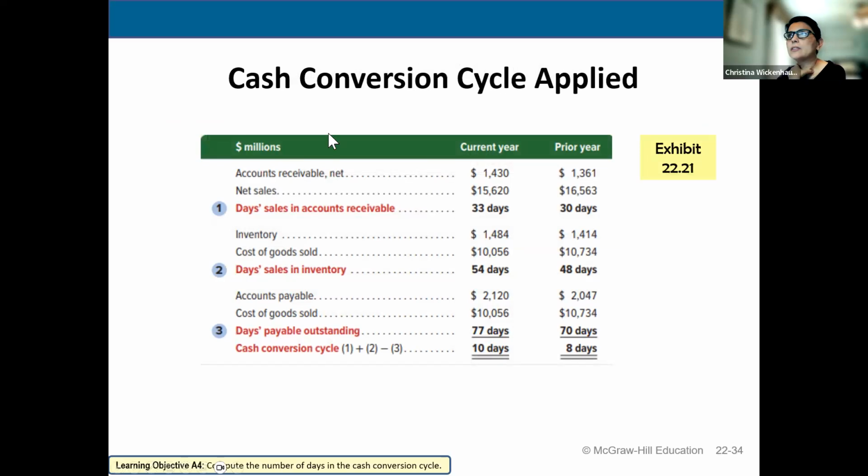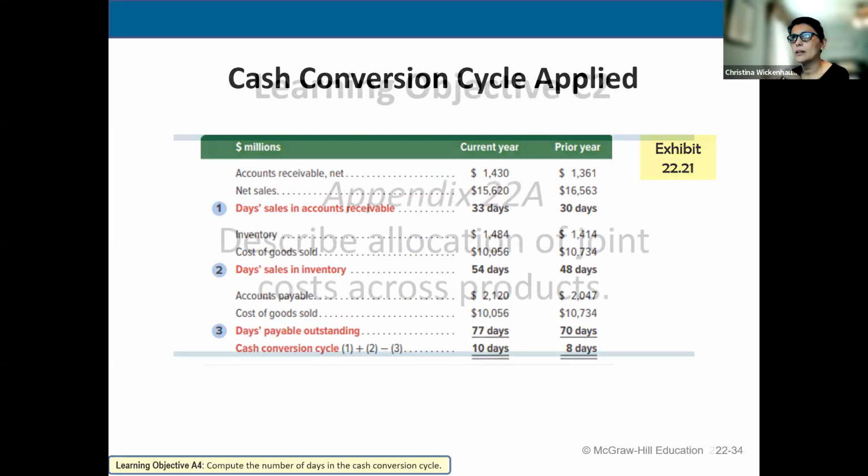And so here they've done the calculation for the current year and the prior year. Here are all 3 of those numbers, and then they net them together, 1 plus 2 minus 3. So we have 10 days it takes us to convert our activities into cash in the current year, versus the prior year, it only took us 8 days. So it's taking us 2 days longer to have all of our activities converted to cash, basically. So we would really want to pay attention to that. We don't want to make those days any longer than they need to be.